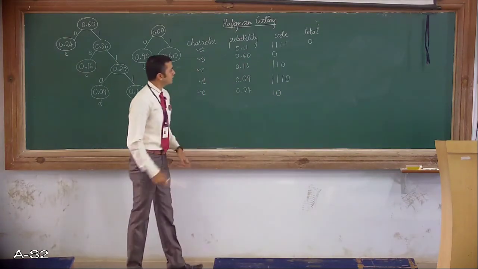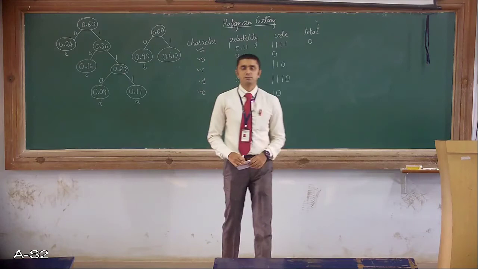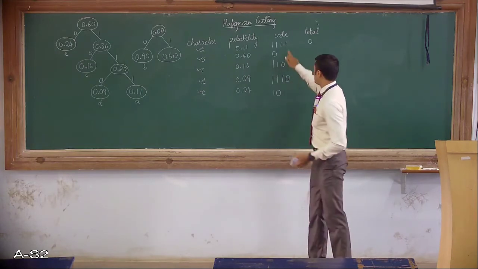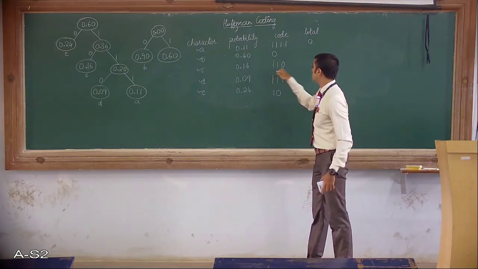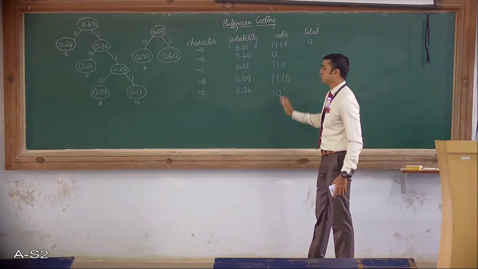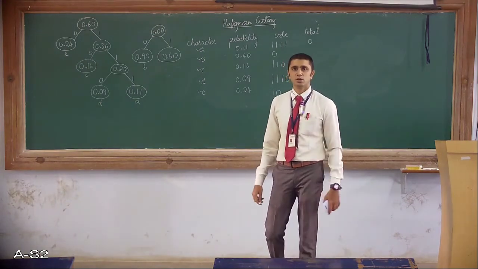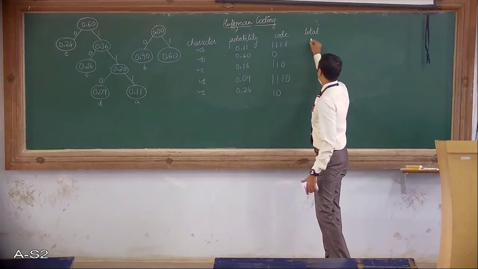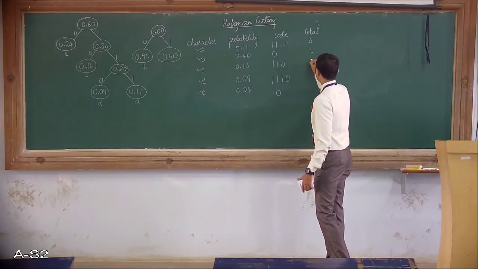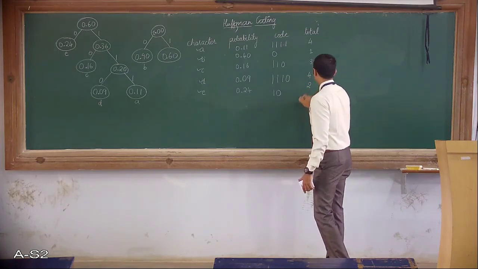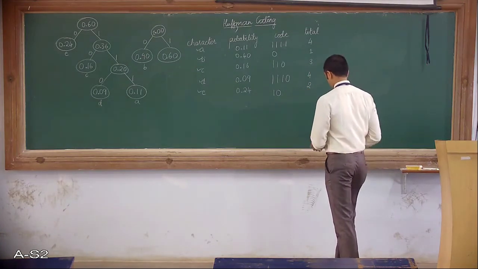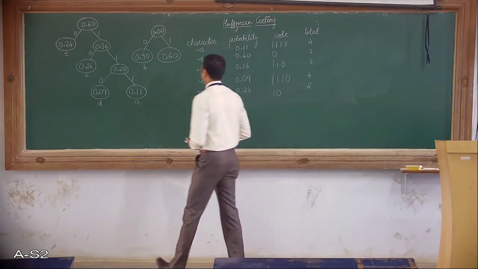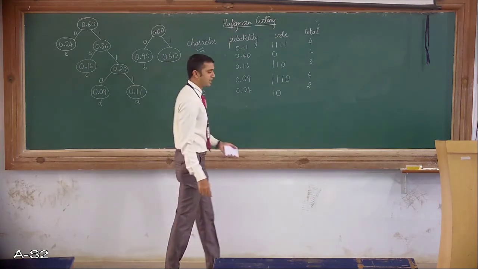As you can see over here, we have not used the standard 8-bit encoding for sending or compressing the message. We have used variable length. A uses 4 bits, B uses only 1 bit, C uses 3, D uses 4 and E uses 2. Now I am going to calculate the total. Now I need to calculate the total number of bits required, or average number of bits required, in order to send these characters.